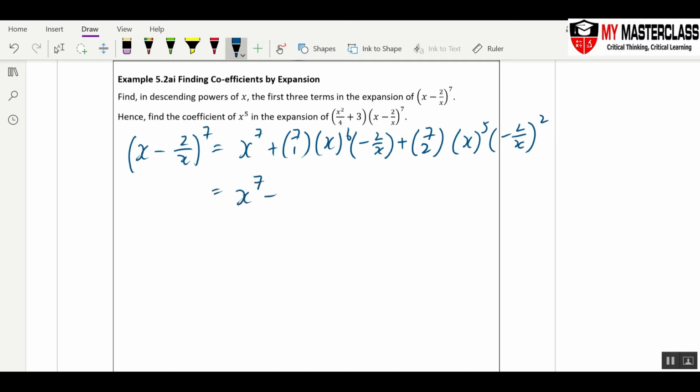In this case, you can do the multiplication together. 7 choose 1 is 7, multiply by 2, this will be 14. x to the power of 6 divide by x will give x to the power of 5. Again, x to the power of 6 is here, divide by x because it is over x. Next, use your calculator: 7 choose 2, multiply by negative 2 squared.